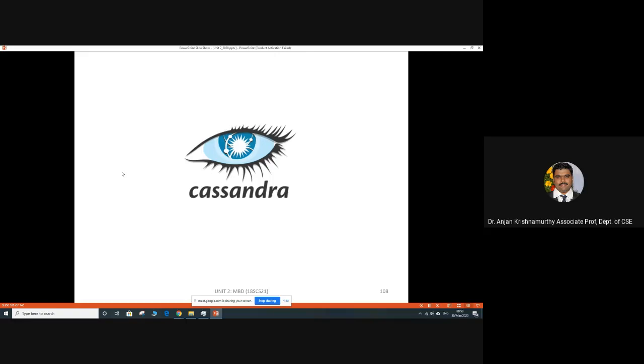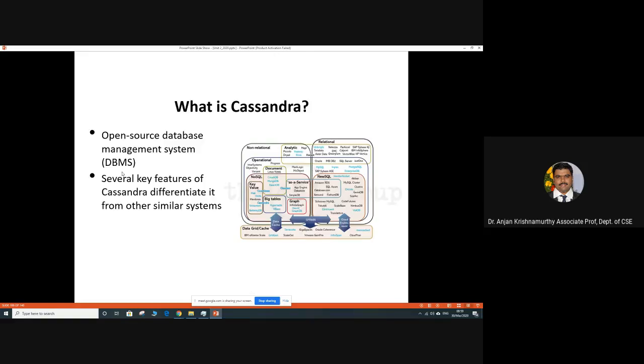This Cassandra was initially used by Facebook for many years, till Facebook officially moved to a new database called HBase, right? So we will see some of the case studies with respect to Cassandra and why it has become an extremely popular database in case of some of the social networks.